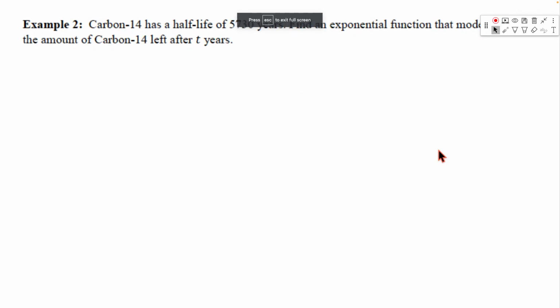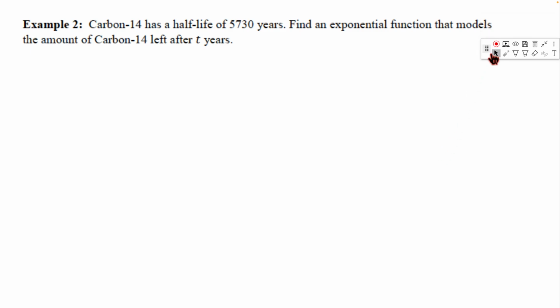Okay. So let's go ahead and look at another example. And again, sometimes we want to say, is the change happening on an annual basis or is it happening continuously? Again, with large populations, it is continuously changing. Certainly carbon-14 is continuously decaying. Every moment it's decaying. So in this case, we're going to get a decay rate.